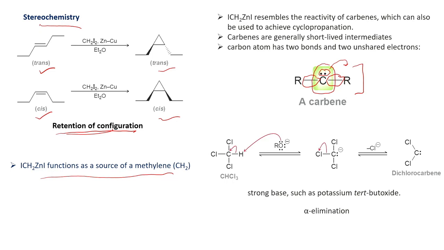And how do you prepare this carbene? When you react chloroform in the presence of a strong base, generally potassium tert-butoxide, it will abstract this hydrogen. And at the same time when the hydrogen is removed, chlorine comes out. This is also called alpha elimination, because both hydrogen and chlorine are coming out from the same carbon. So this is called alpha elimination, and your product will be dichlorocarbene.